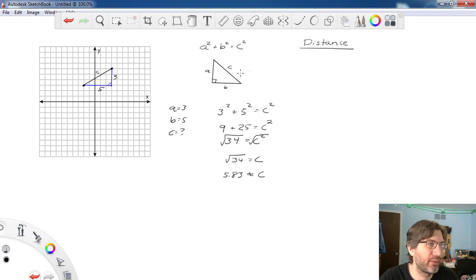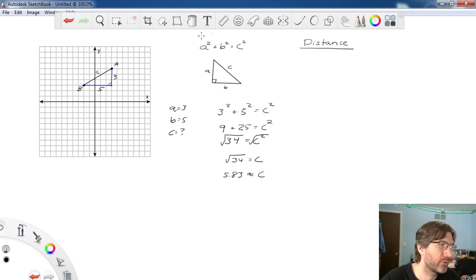However, this requires you to plot points every time you want to find the distance between 2 points. What if I just gave you the points? So we're going to go ahead and define each of these points. We'll call this point A, and we'll call this point B.